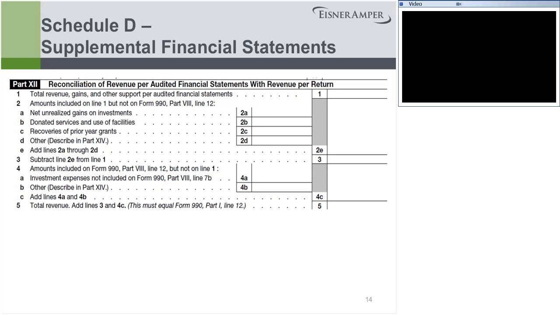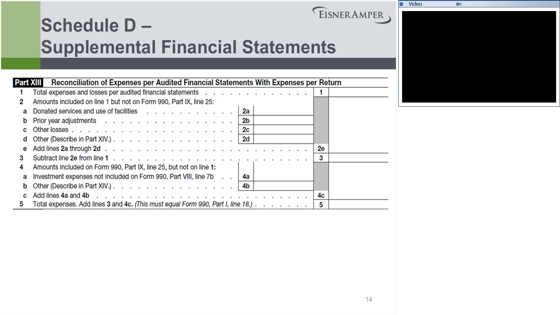It could be something like a prior period adjustment, where maybe our net assets were stated during the year and we realized that something went wrong last year and we need to make a prior period adjustment. You would probably see that on the other line. And so the idea here is to get down to the revenue that would match the core form, page 9, the statement of revenue. So this is a roadmap from the audited financial statements to the tax return. And we see the exact same thing for the expenses.